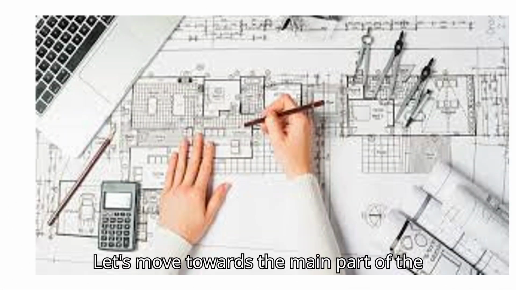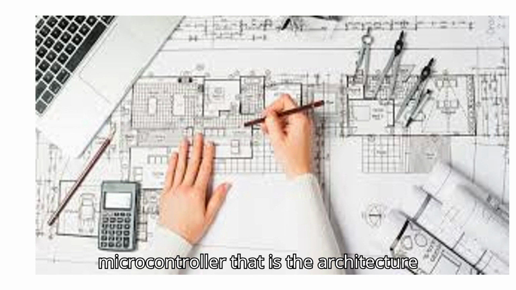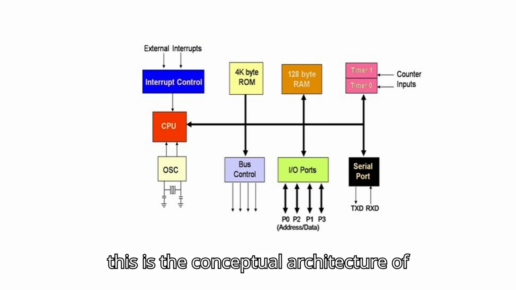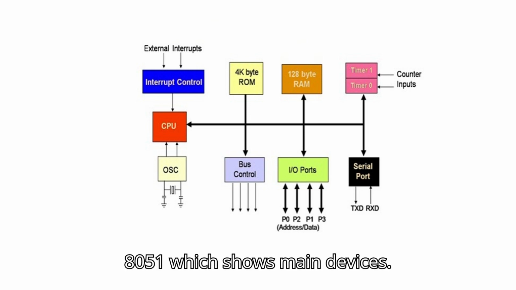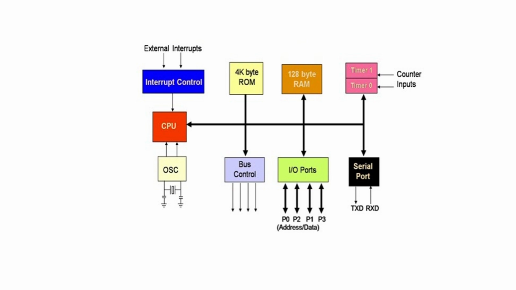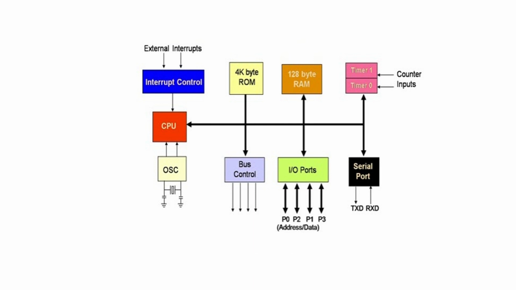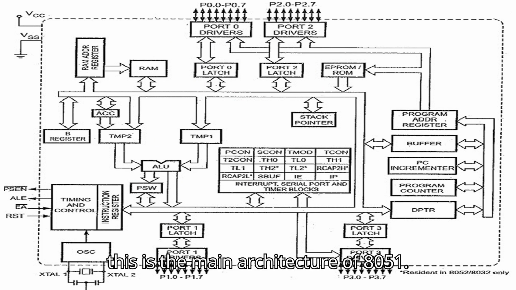Let's move towards the main part of the microcontroller, that is the architecture of 8051. This is the conceptual architecture of 8051, which shows main devices, that is CPU, oscillator, I/O ports, serial ports, interrupt control, ROM and RAM, and timers. And this is the main architecture of 8051.